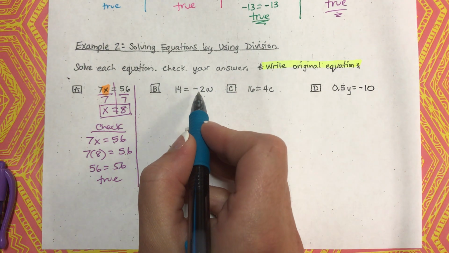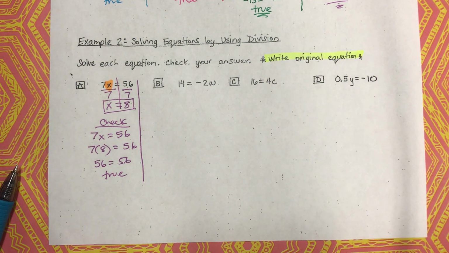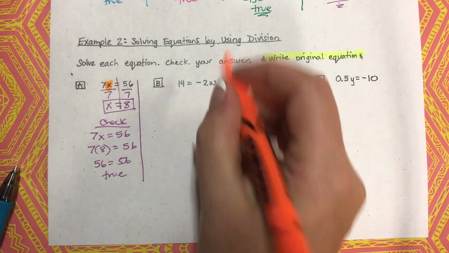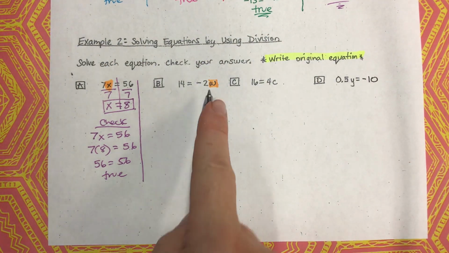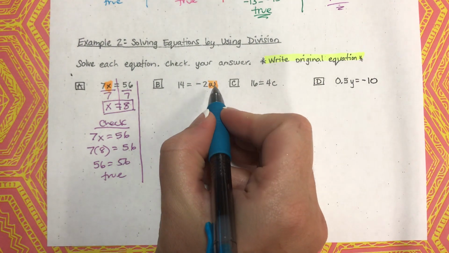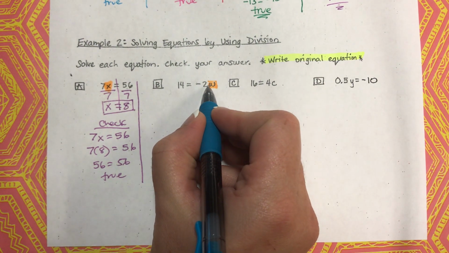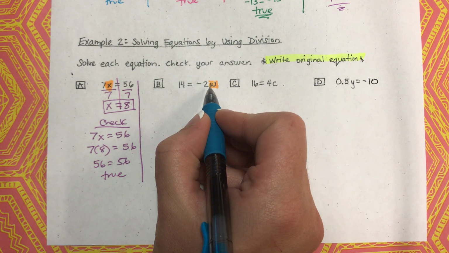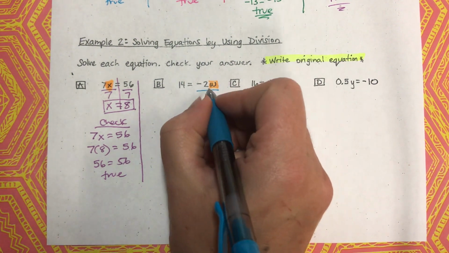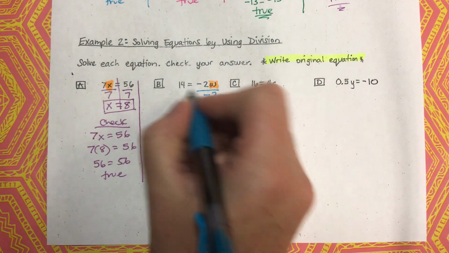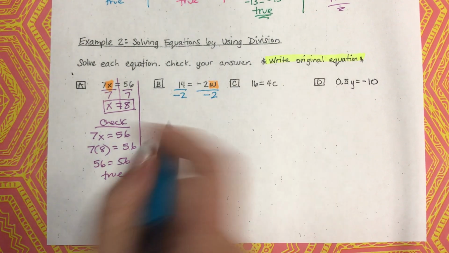14 equals a negative 2w. So we are trying to isolate w and get w by itself. Now there's this negative 2 multiplied by w. So since it's being multiplied, we're going to have to do the inverse operation of multiplication, which would be division. And we're going to divide by whatever this number is. So this is a negative 2, so we're going to divide by a negative 2 to both sides.